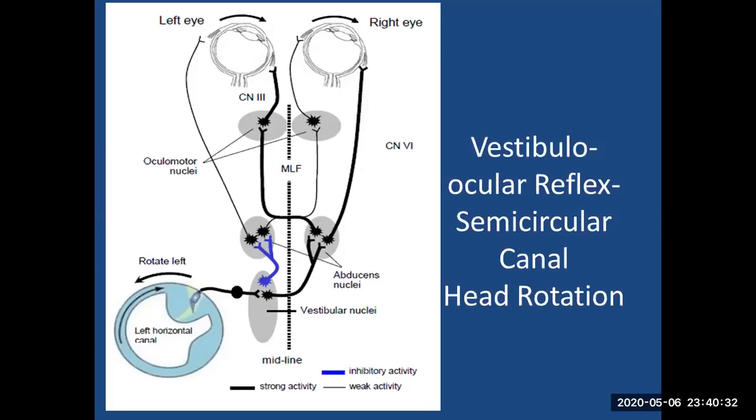So the vestibulo-ocular reflex is very important because it deals with the semicircular canal. There are three semicircular canals: the anterior, the posterior, and the horizontal or the lateral semicircular canal. The anterior is also called the superior semicircular canal. The semicircular canals detect head rotation movements.